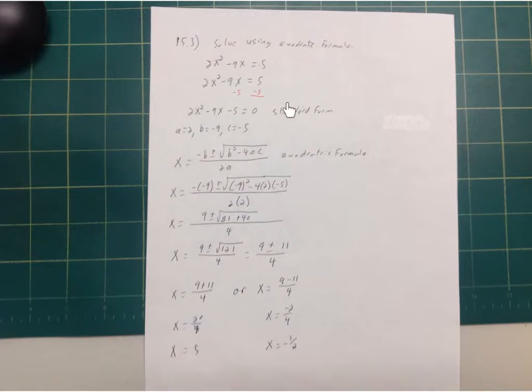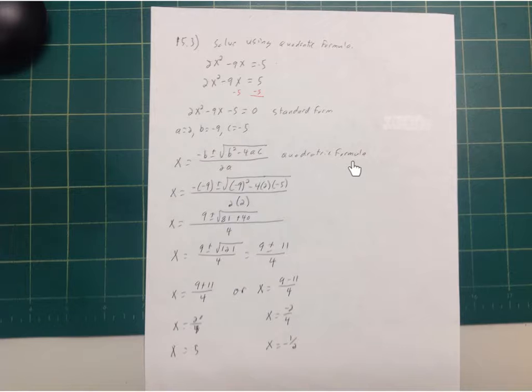First of all, you've got to get it in standard form, which means 0 on one side, everything else on the other. So I subtracted 5 from each side, giving you 2x squared minus 9x minus 5 equals 0. A is the coefficient of x squared, which is 2. B is the coefficient of x, which is negative 9. And C is your constant, which is negative 5.